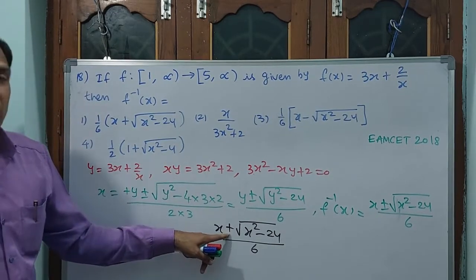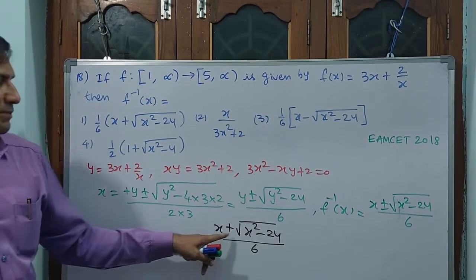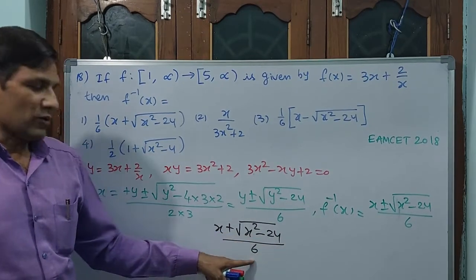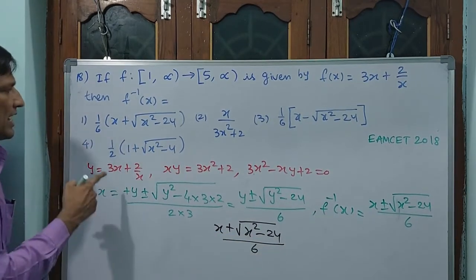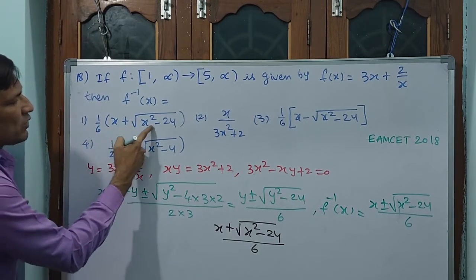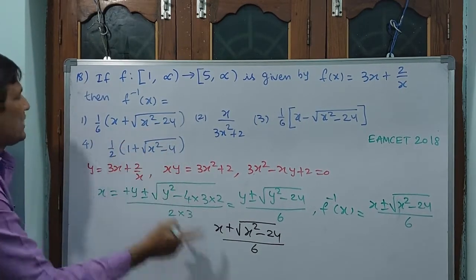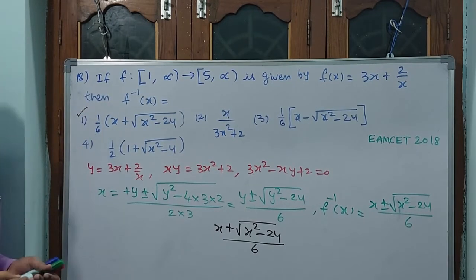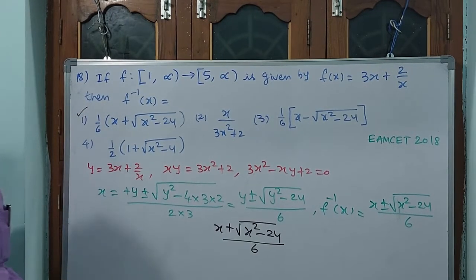Okay, negative will not come, only one. x plus square root of x square minus 24 by 6 will come. Go back and see the answer. You see here 1 by 6 is there, divided by 6, x plus square root of x square minus 24. Okay, that means this will be the answer. Take this, we will go for the 19th question.